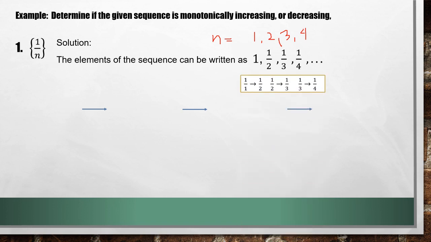Now, if you observe, these are the first 4 terms of the sequence 1 over n, and then the rest we have dot, dot, dot. Now, if you observe, from 1 over 1, or 1, the next term is 1/2. Then from 1/2, the next term is 1/3. Then from 1/3, the next term is 1/4.